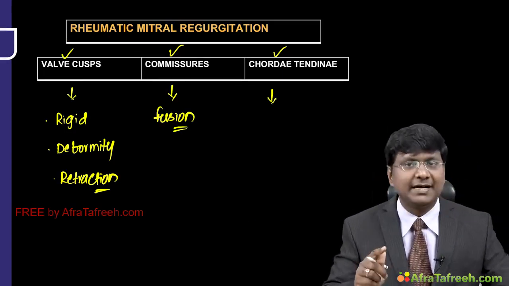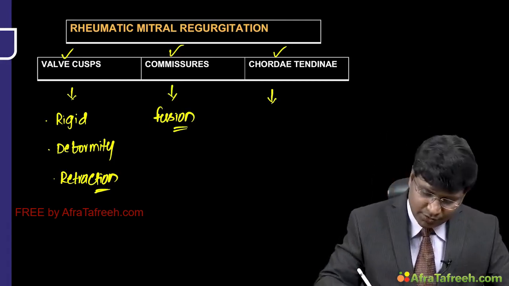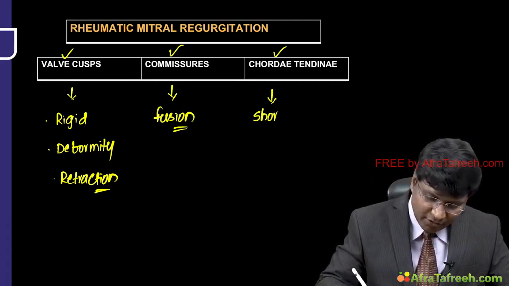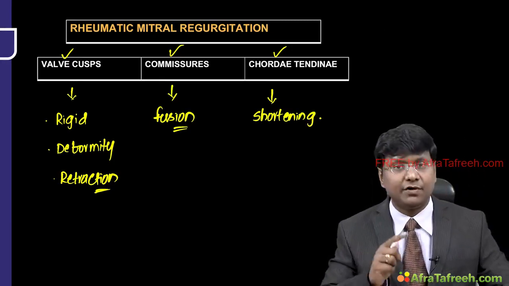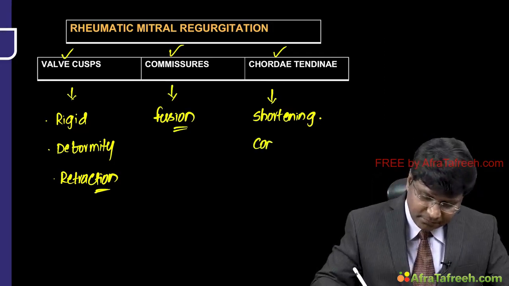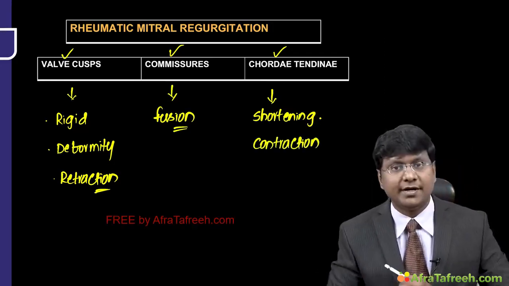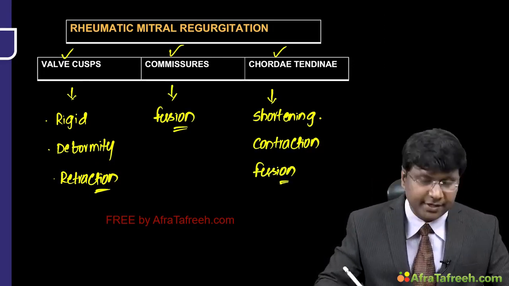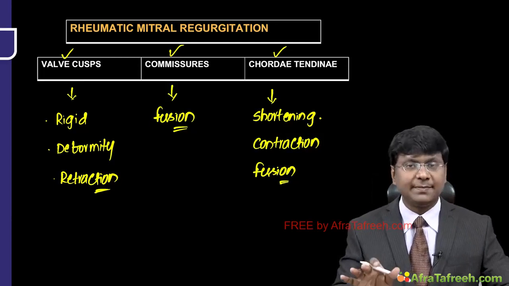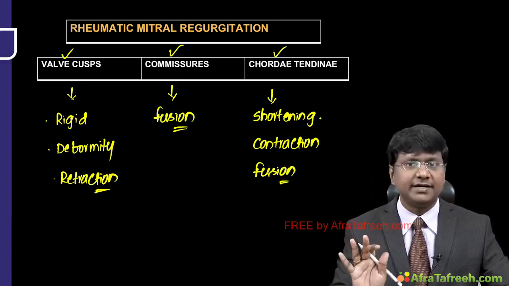Then, what will be the abnormality within the chordae tendineae causing mitral regurgitation? There will be shortening of the chordae tendineae, right? And there will be contraction of the chordae tendineae, and there will be fusion of the chordae tendineae. Okay, so this is about the pathology caused by the rheumatic fever within the chordae tendineae causing mitral regurgitation.